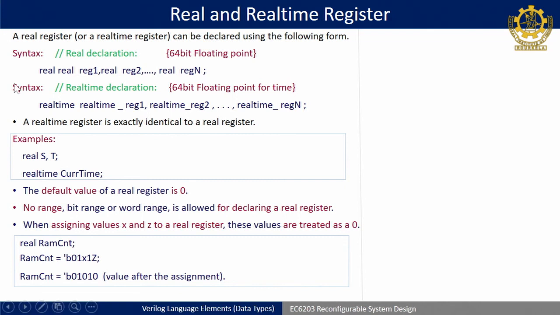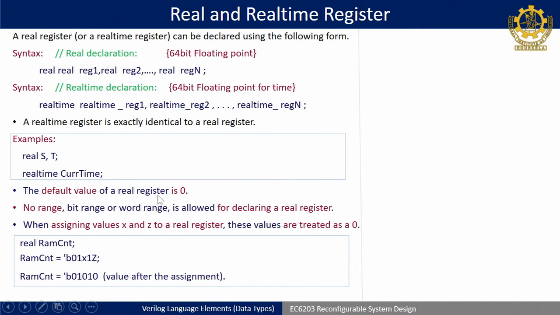Okay. So, the syntax is very simple again: real, then you can write down individual reals, and these are all 64 bit floating point. Real is only 64 bit floating point, whereas real time is 64 bit floating point used only for time calculation. Okay. The syntax and examples we have taken are very simple, like real ST, real time, current time, like that.